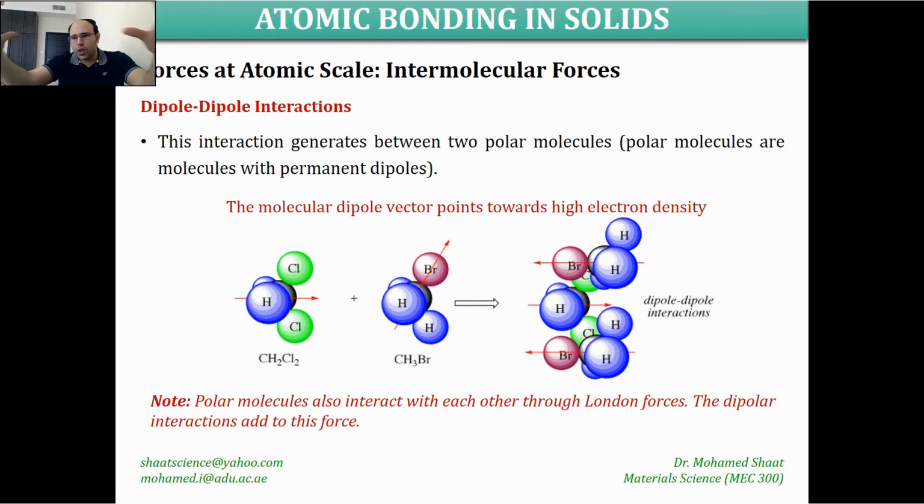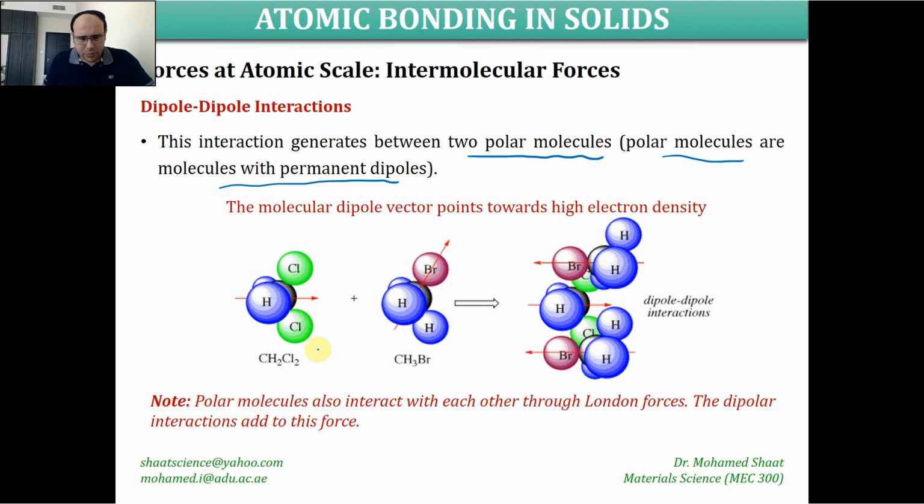Then these two molecules are going to come close to each other or collide with each other to form this type of interaction between them. They won't form a new material or molecule, but instead a dipole-dipole interaction force is going to generate between them. So this interaction generates between two polar molecules. Polar molecules are the ones with permanent dipoles.